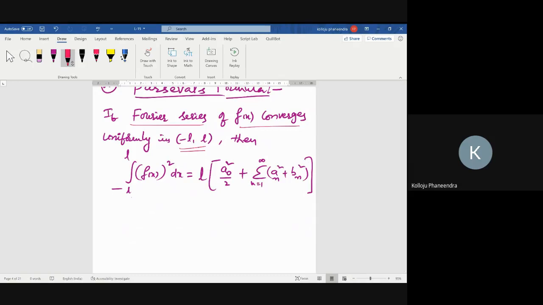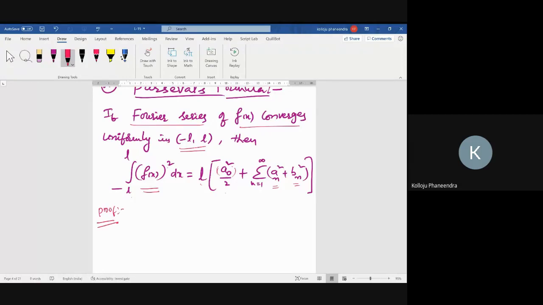What is the formula? The integral from minus L to L of f of x whole square dx equals L into a naught square by 2 plus the summation of an square plus bn square. Here a naught and an are Fourier series coefficients, and bn is a Fourier series coefficient. Now, a small proof for this.